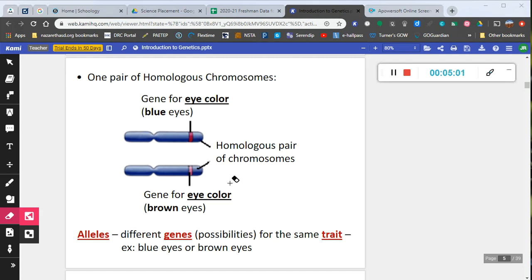So you could do this for any of the common traits we want to talk about. Dimples, let's say. Dimples would be the gene, and either having dimples or not having them would be the two different alleles. You could say the same thing for hair color, right? Hair color being the gene, but you have brown hair, black hair, red hair, blonde hair. All of these things are different alleles for the same gene.